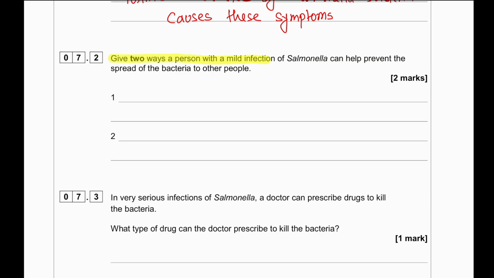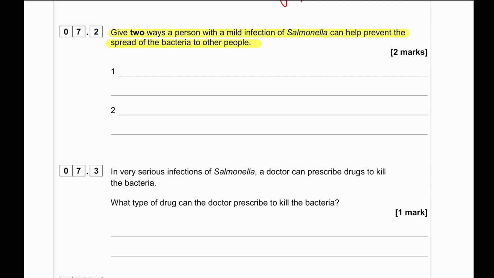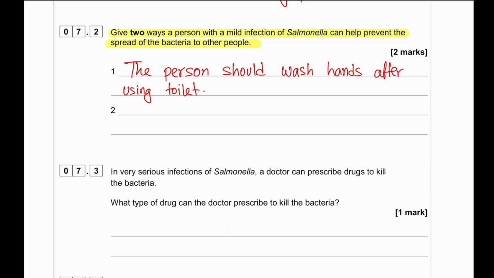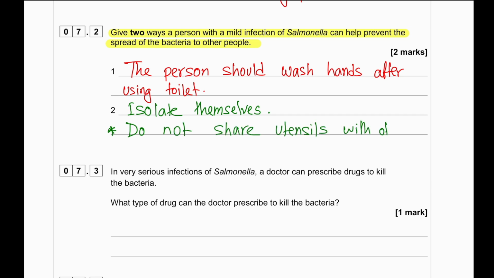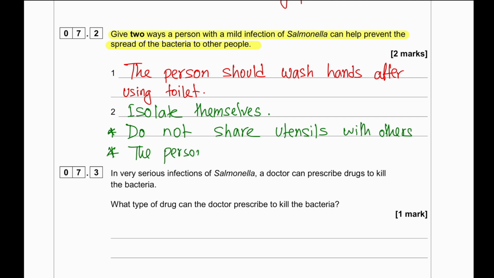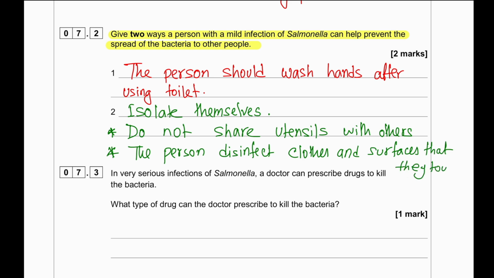Give two ways a person with a mild infection of Salmonella can help prevent the spread of the bacteria to other people. A person infected with Salmonella can wash hands after using the toilet, and the person can also isolate themselves. The person should not be using any food facilities or handling or preparing food for others. The person should isolate themselves. The person should also disinfect clothes and surfaces which the person touches, and must not share utensils, cutlery and towels with an uninfected person.